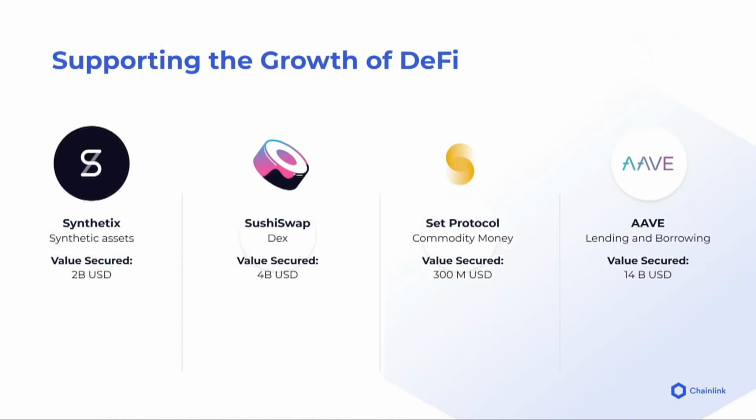There's a huge number of companies that are championing and pioneering the future of DeFi, but I want to name a few that are already relying on Chainlink's decentralized oracle networks. So you've got Synthetics, which is synthetic assets that you can invest in with over 2 billion secured. You've got decentralized exchanges like SushiSwap. You've got Set Protocol, and you've got lending and borrowing platforms like Aave. So these are all fantastic systems that are at scale using Chainlink in order to use cryptographic truth to determine the functionality and the behavior of their applications.